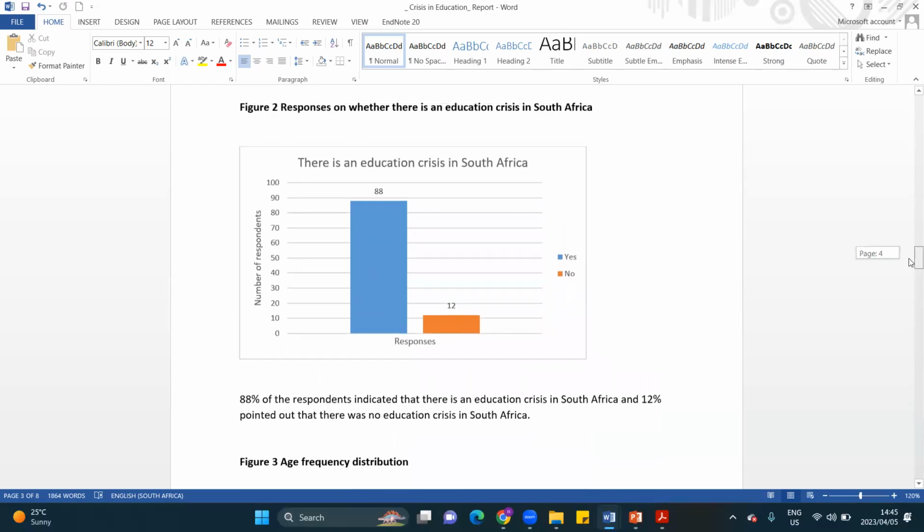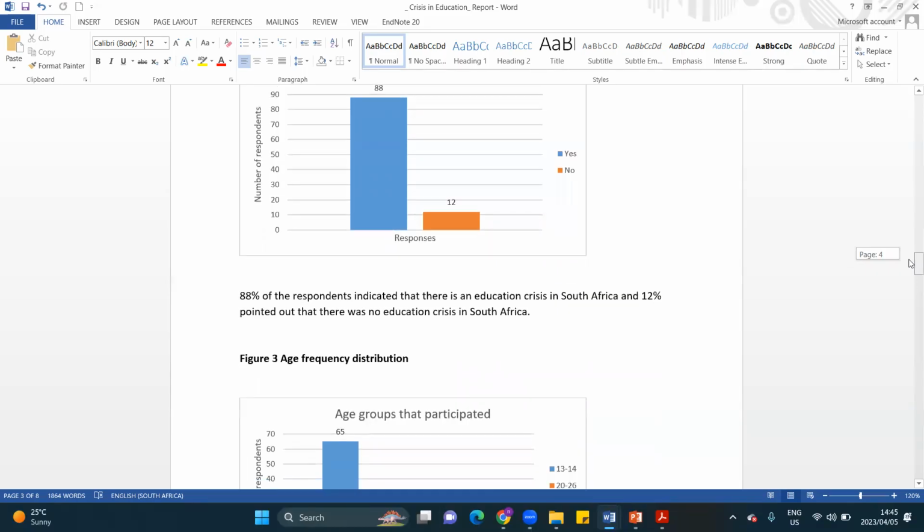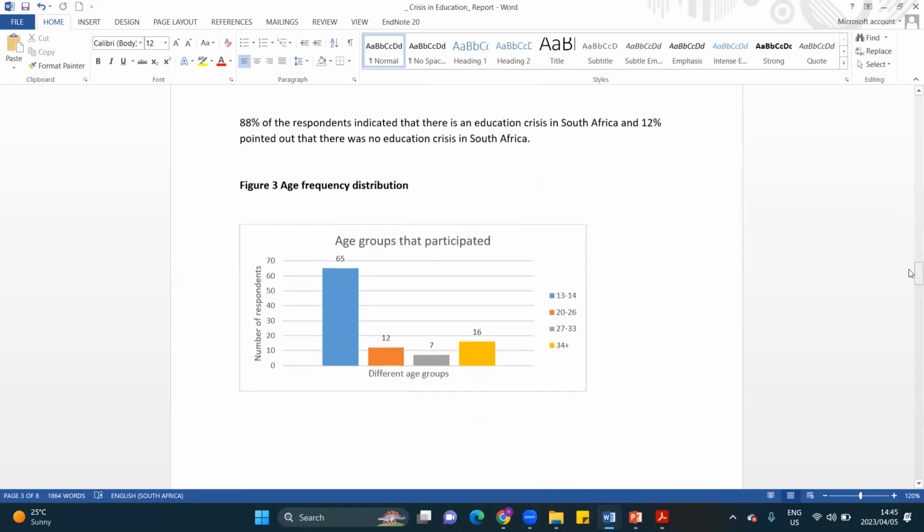There's another one here. There's a crisis in South Africa? Yes or no, simple yes or no question. So all participants were asked if they thought there was a crisis in education, and then the graph on their responses. And as you can see, 88% of the participants responded yes. The learner also looked at the age frequency, the age group. So now we know that there were different age groups. All this information should have actually been included in the research plan.